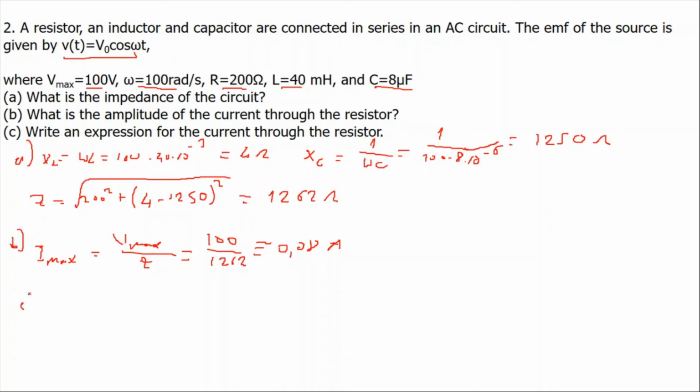Now C, the next option: write an expression for the current through the resistor. We know that the current is equal to Imax times cosine WT, and Imax we found to be 0.08, so 0.08 cosine WT, and we know that the angular frequency is 100. This is the expression for the current through the resistor.